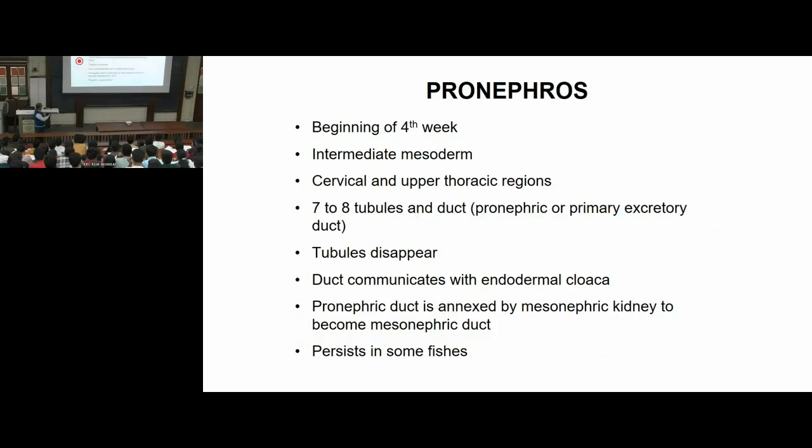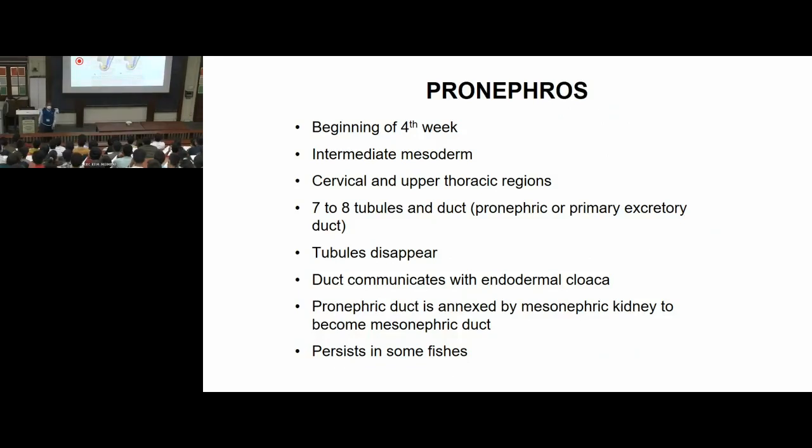The pronephric duct is annexed by the next developing kidney, which is called the mesonephric kidney, and it receives a new name after that, which is called the mesonephric duct. Such pronephric kidneys persist in some fishes. It doesn't persist in human beings. But you know now that statement, ontogeny recapitulates phylogeny. That means all beginning development resembles that in all organisms. And then, of course, depending on which phylum the organism belongs to, the development changes and differentiates.